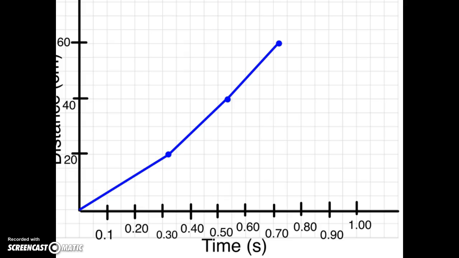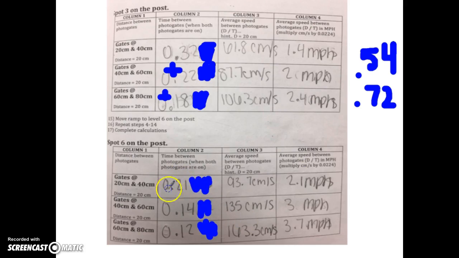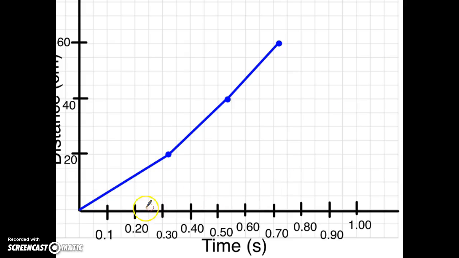It's the same, I'm going to graph it the same way, but this time I'm going to change colors so that I can tell the difference between the line when it was on spot 3 of the ramp versus the line when it was on spot 4 of the ramp. So my first data point that I'm going to graph is 0.21 at 20 centimeters. 0.21 would be about right here, 20 centimeters right there.